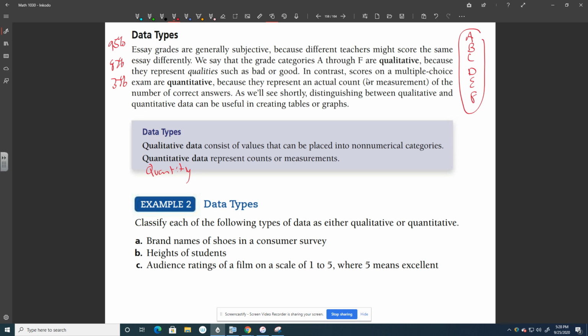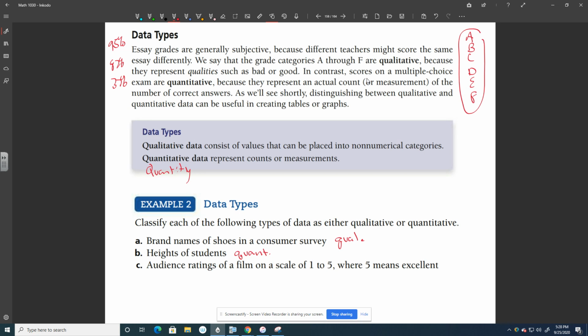Okay. So in these examples, brand names of shoes in a consumer survey, then the brands of shoes is not something that you can count. So that is qualitative with an L. The heights of students, heights is something that you measure. So that would be quantitative, like quantity, because you can measure the height. That's a number.